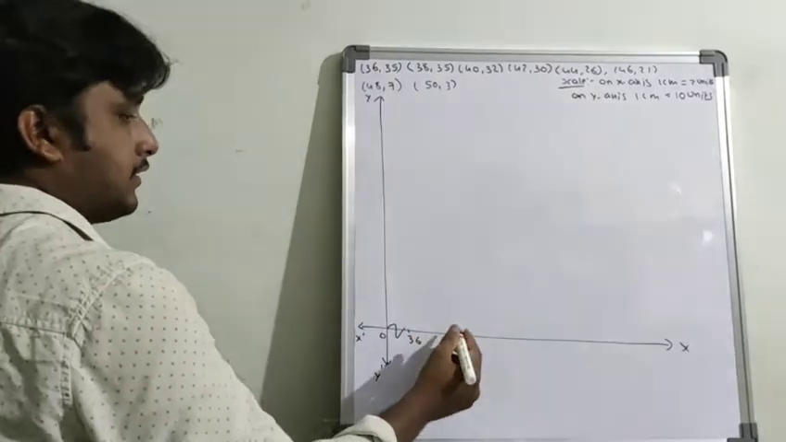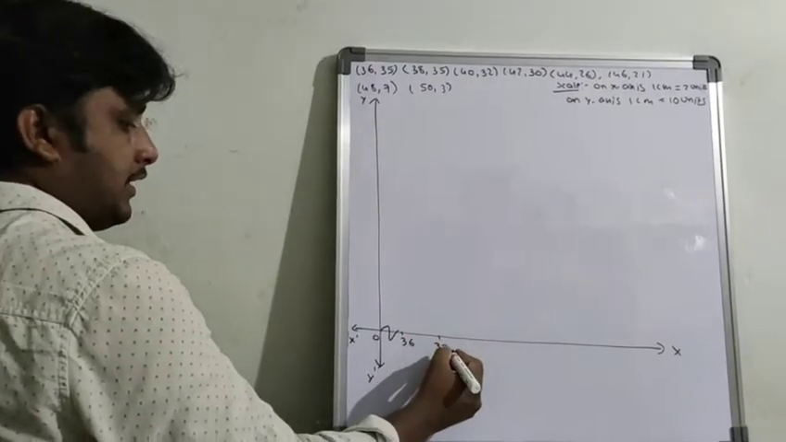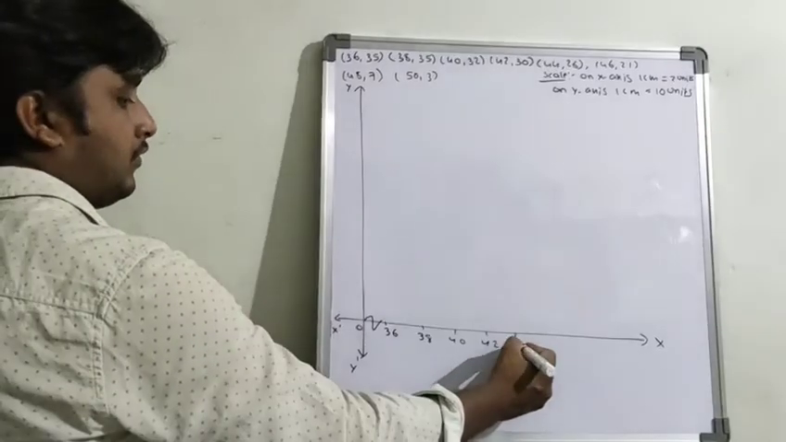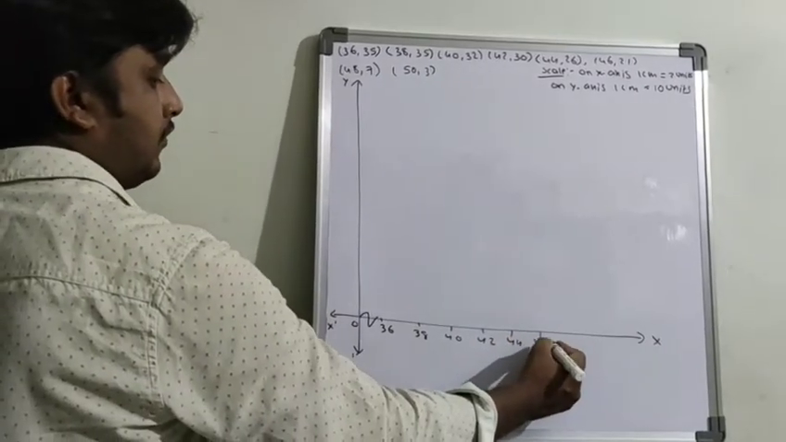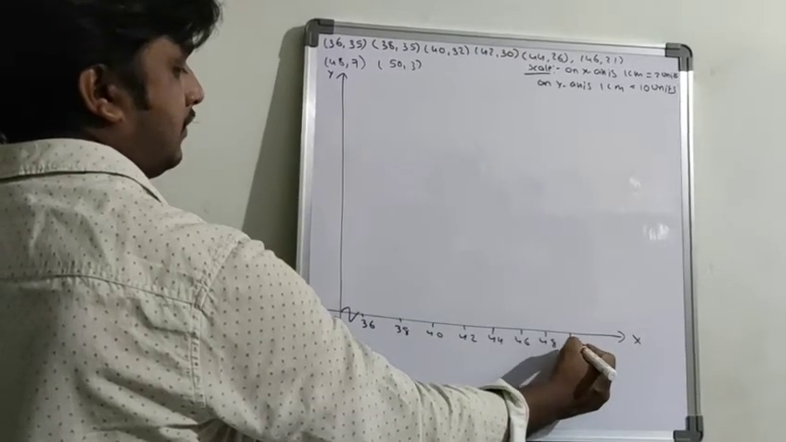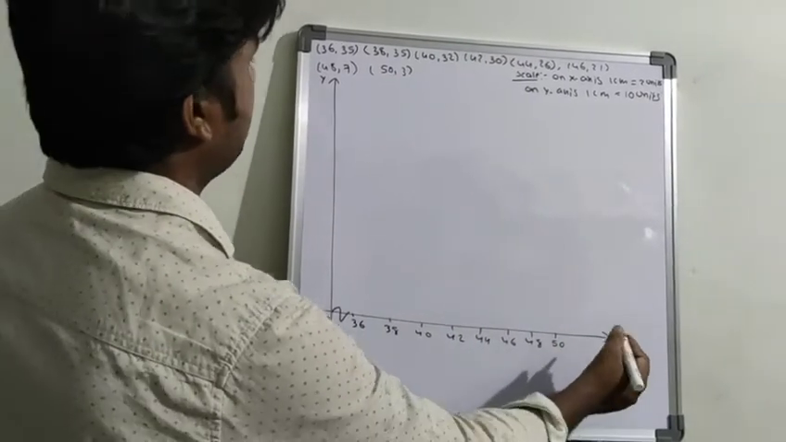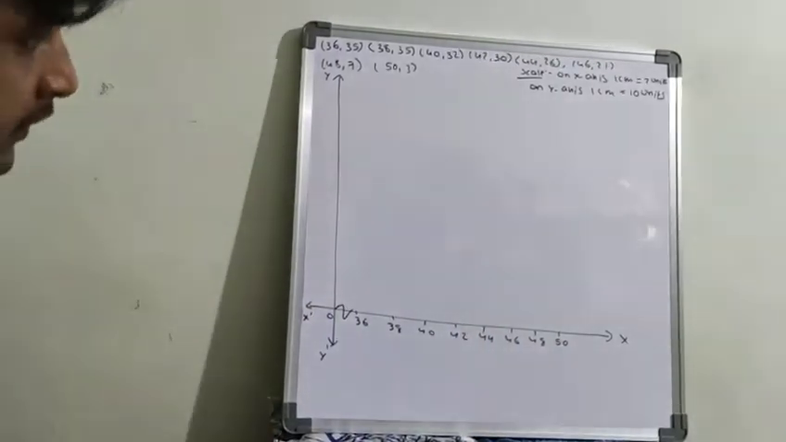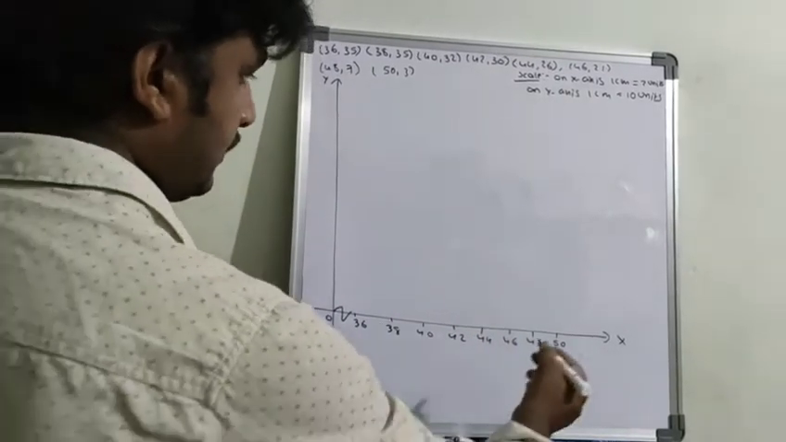30 after 36, 38, 40, 42, 44, 46, 48, 50. Up to 50 only, na? Yes. And 52 also there, right? 52.